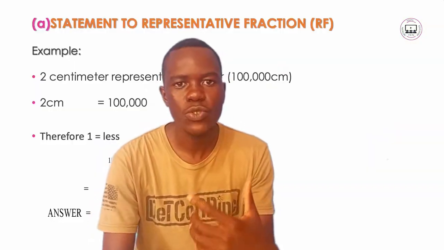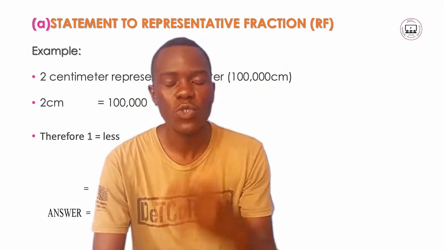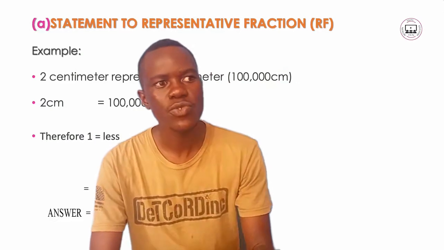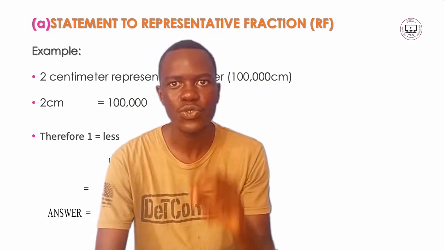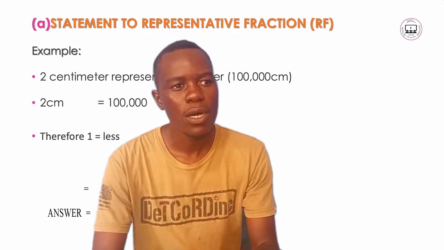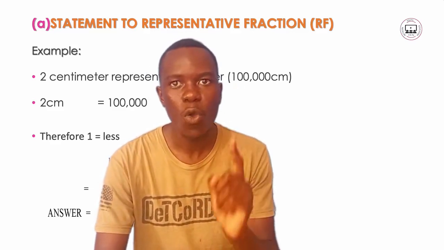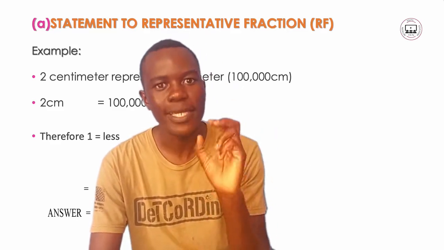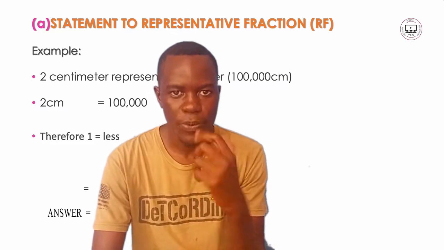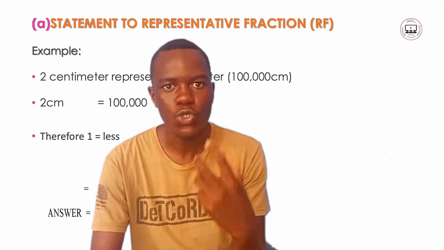For someone to convert one form of a scale to another, you need to understand some basic units. For example, we can say 100,000 centimeters represent 1 kilometer. So this is a basic unit which someone needs to know. This needs to be mastered by each individual student.